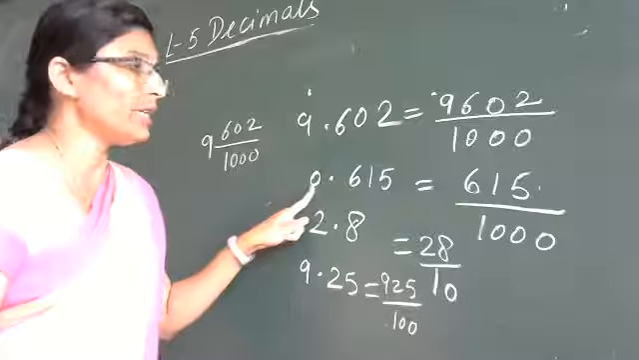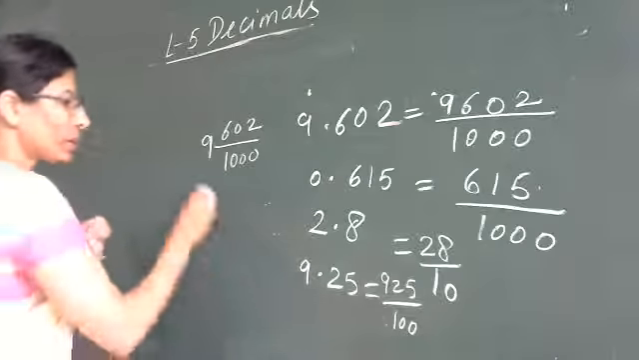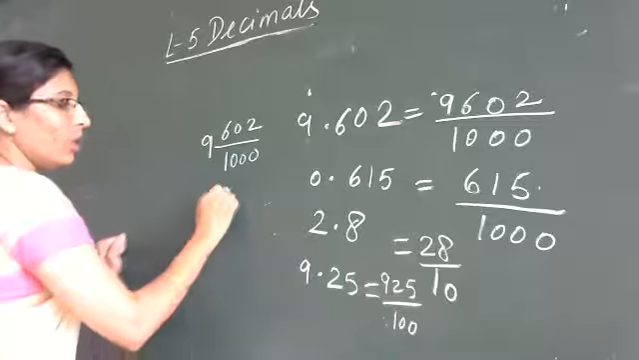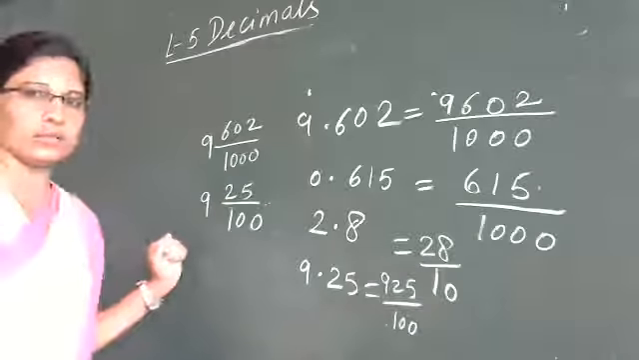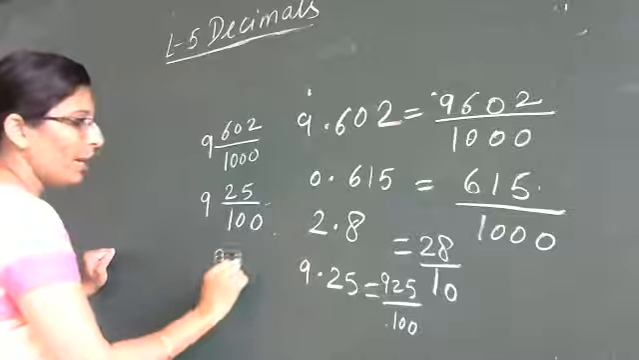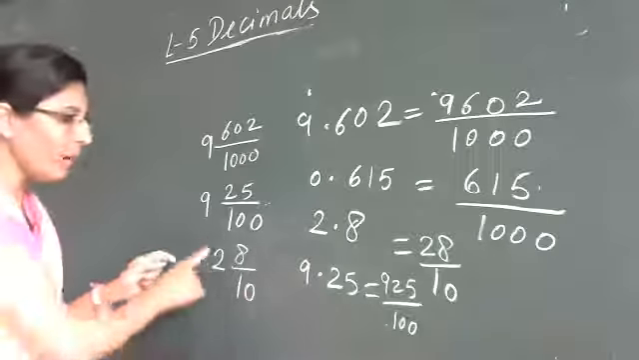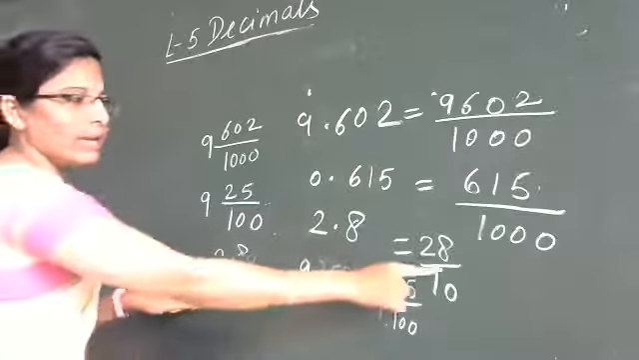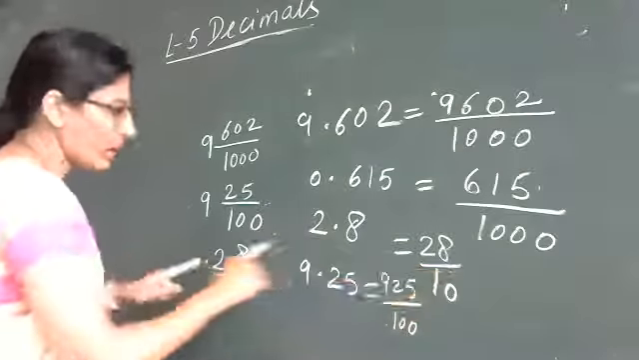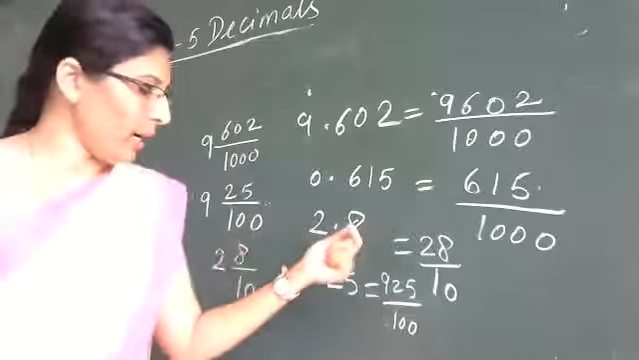This also, here 0 is there, so this you can't write. But this one here: 9, 25 by 100. 2, 8 by 10. So when you multiply it, 10 times 2 is 20, plus 8, 28 by 10. See it? Okay, so both are correct. Understood how to convert?